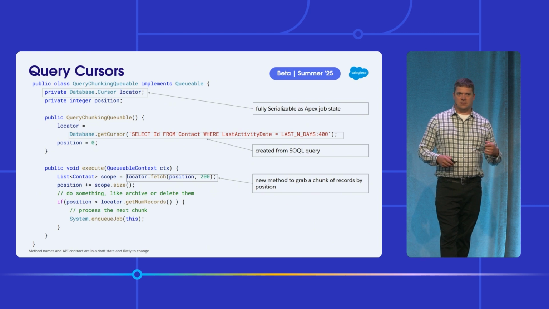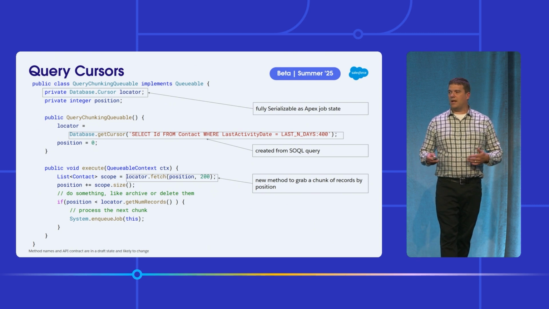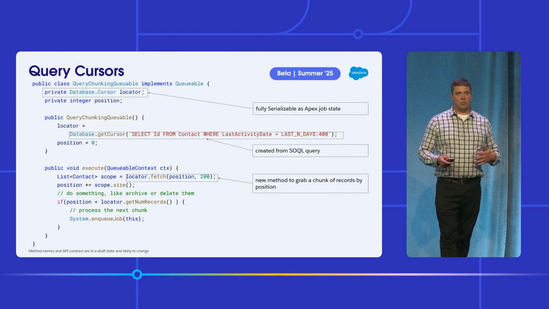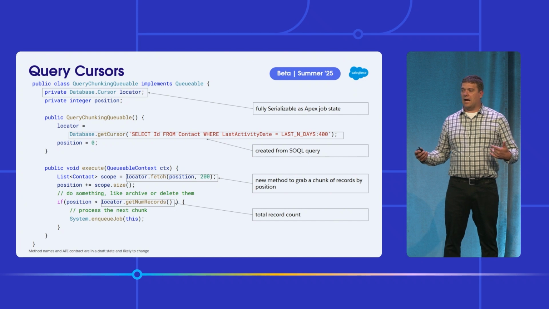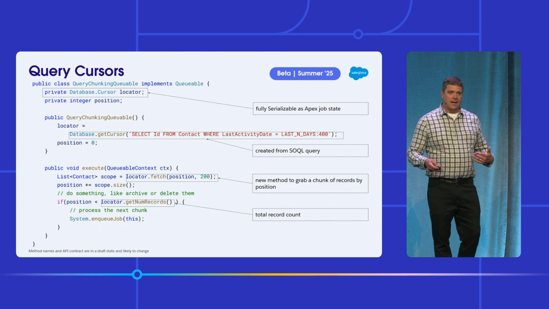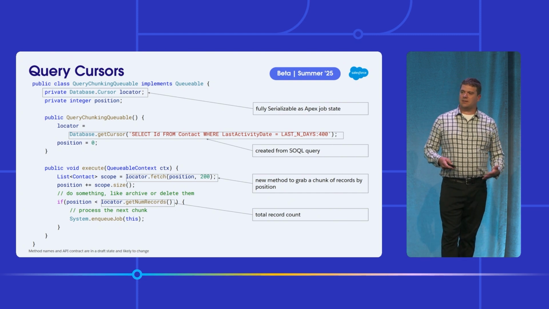You might archive them, make callouts to external systems based on them, do some processing, store the results. You've done that. Now you can look at what is my current heap and CPU usage like? Should I process more records in this cursor in this queuable? Or should I instead examine how many total records are available in the cursor, which I can do with the getNumRecords method. And then I can say, oh, there are more records to process, I'm going to pass them along to the next queuable job, and it's going to process the next chunk of records.